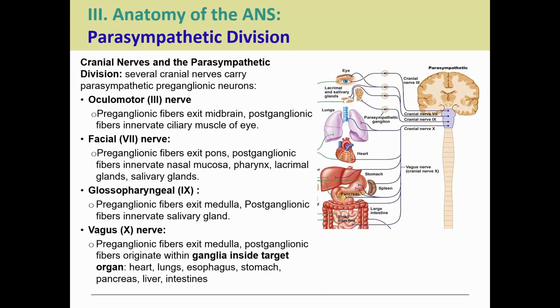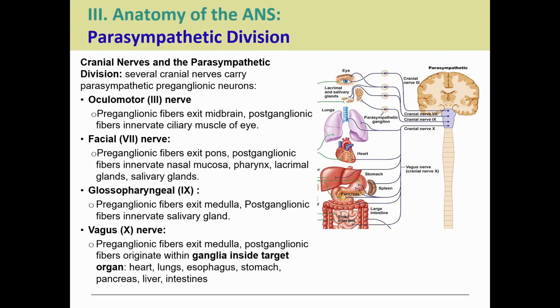So if we look at the cranial nerves and the parasympathetic, because we are using cranial nerves, namely some of the last ones or some of the later ones, with the exception of the ones for the eye. So the oculomotor nerve, which is cranial nerve 3, is exiting the midbrain to innervate the ciliary muscle of the eye, so for muscle control in the eye, so you can move your eyes around. The facial nerve, which is number 7, exiting the pons for the nasal mucosa, the pharynx, the lacrimal gland, salivary gland, so a lot of basic facial structures being controlled there.